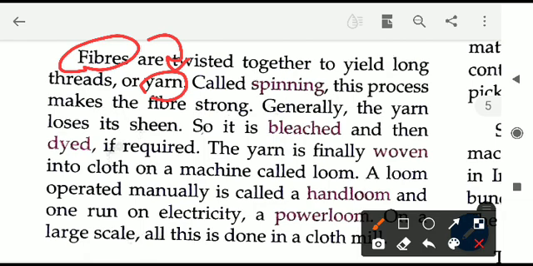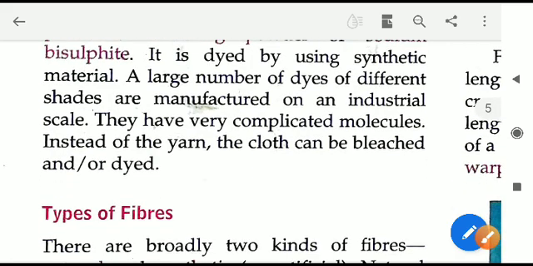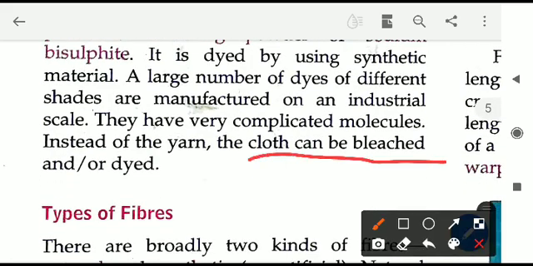It is not compulsory that we will take the yarn for bleaching. We can convert this yarn into a particular kind of cloth. Fiber to yarn, yarn to cloth. After the cloth has been made, then we can go for bleaching. So bleaching can be done later on also. Dyeing also can be done later on. So that is what they are telling here, that the clothes can also be bleached or dyed. It is not always necessary that we will take the yarn only for dyeing and bleaching.